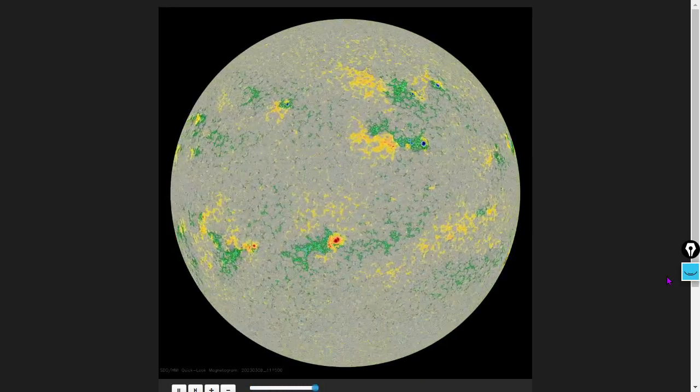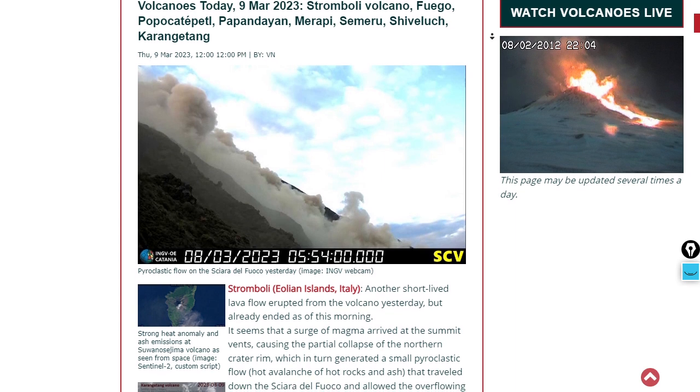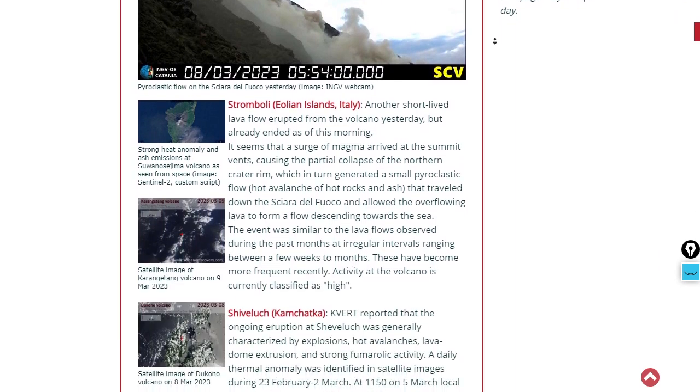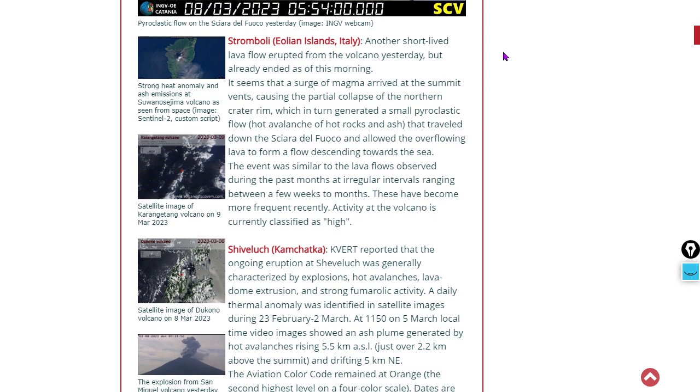Let's take a brief look at Crescent Earth, as we've got a huge volcano list here. Volcanodiscovery.com seems to have changed their format or something, so there's an incredibly huge list here of volcanoes. Not sure what's going on with that, but we're going to get through this as quickly as possible.